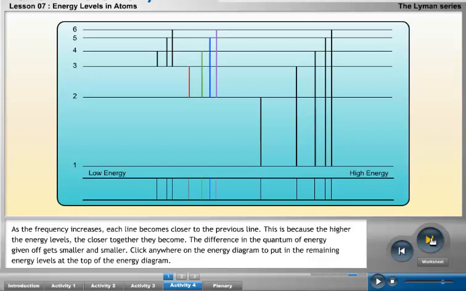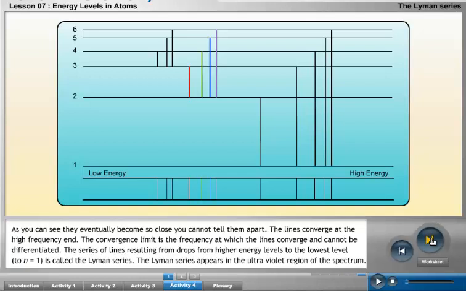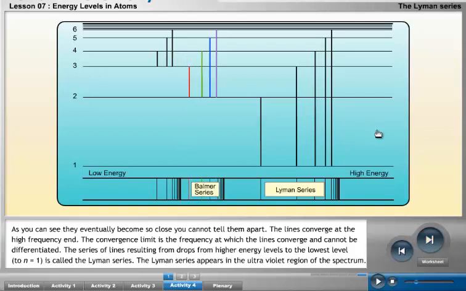Click anywhere on the energy diagram to put in the remaining energy levels at the top of the energy diagram. As you can see, they eventually become so close you cannot tell them apart. The lines converge at the high frequency end. The convergence limit is the frequency at which the lines converge and cannot be differentiated.